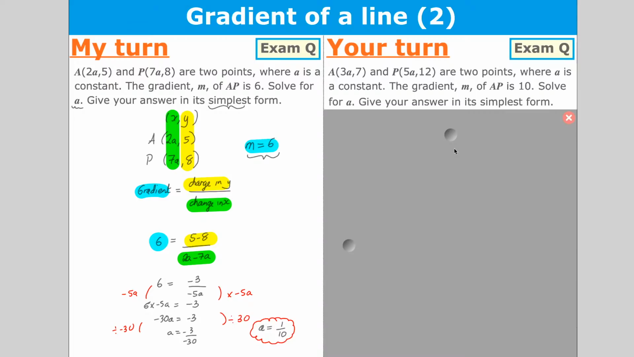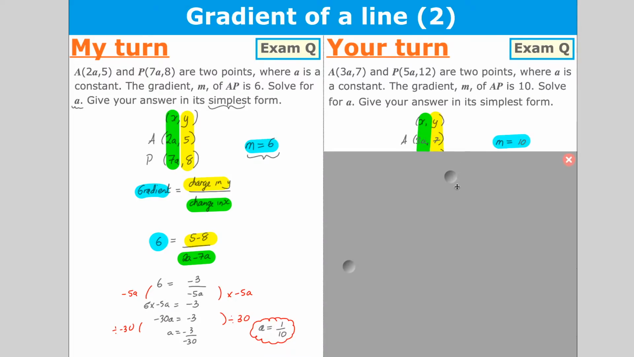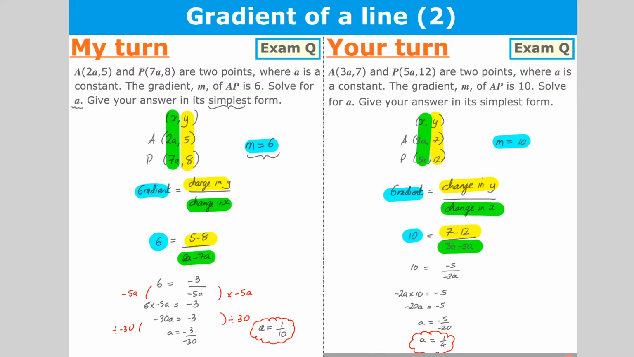So let me see. I can't remember if I got A is equal to a quarter. Let me have a look. I also did get A was equal to a quarter as well. Absolutely excellent job, everyone. I'm really proud of you.